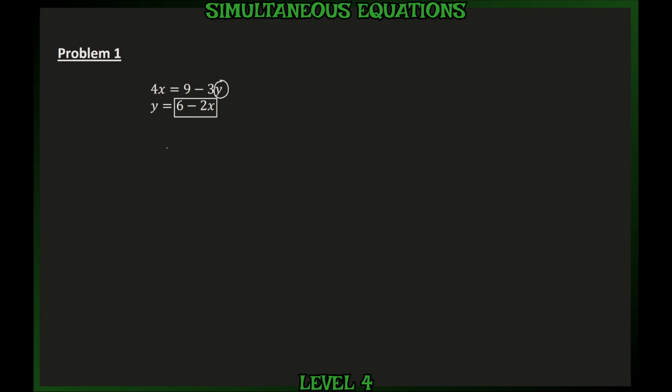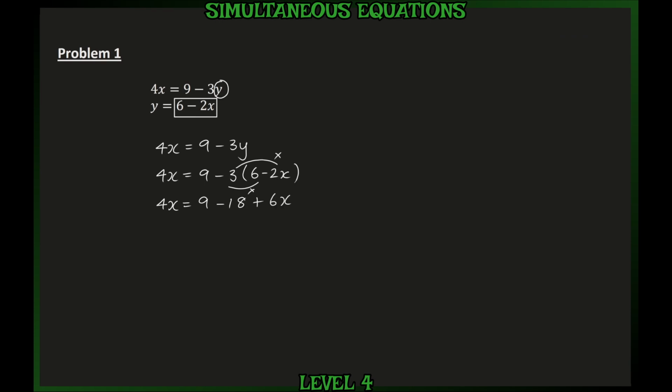So what this means is that the first equation, 4x is equal to 9 minus 3y, becomes 4x is equal to 9 minus 3, and then we substitute the y for 6 minus 2x from the second equation. Now we can start solving this equation by expanding the bracket. So we have 4x is equal to 9, and then minus 3 times 6 is minus 18, and minus 3 times minus 2x is plus 6x.